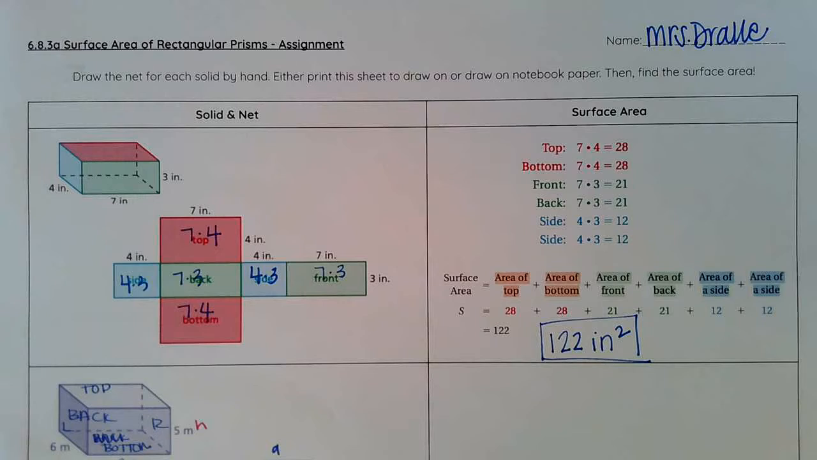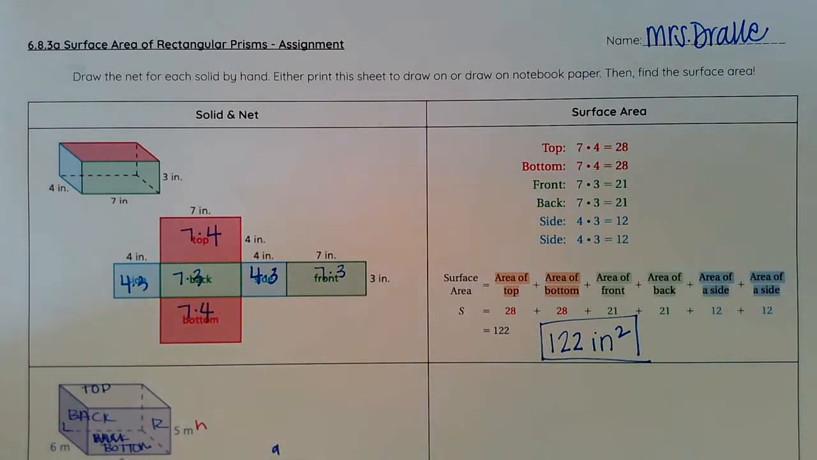Because we are using rectangular prisms today, we know that rectangular prisms have 6 faces. Therefore, we will find the area of each face, and then at the end we should be adding together 6 areas to find our total surface area.